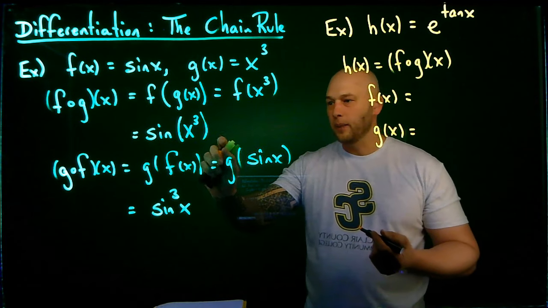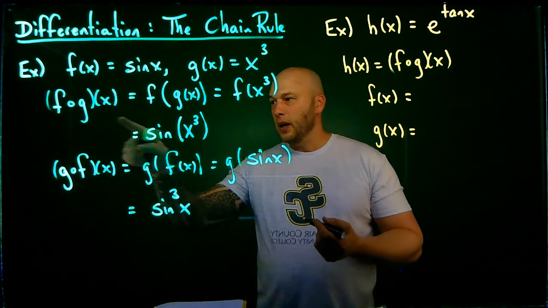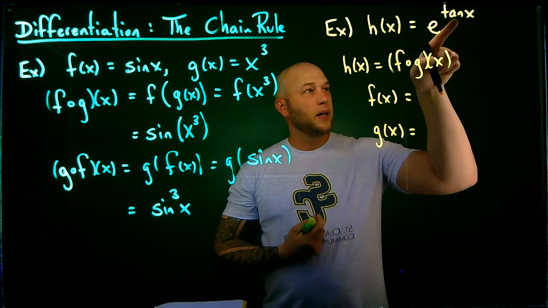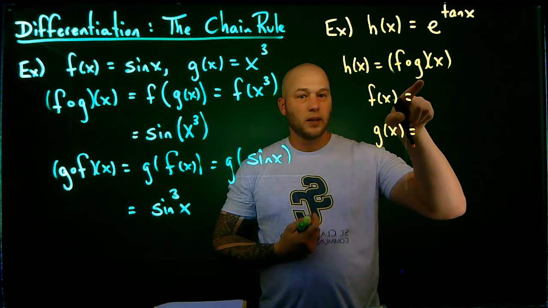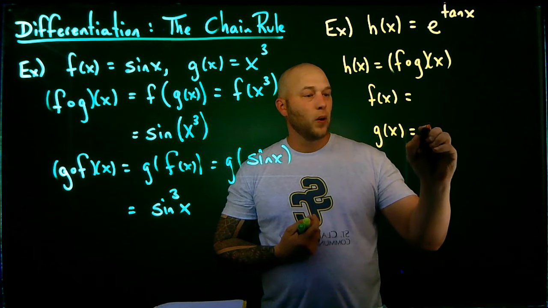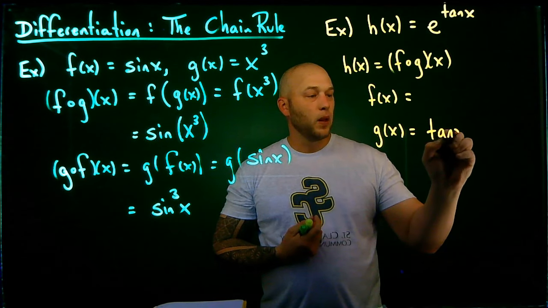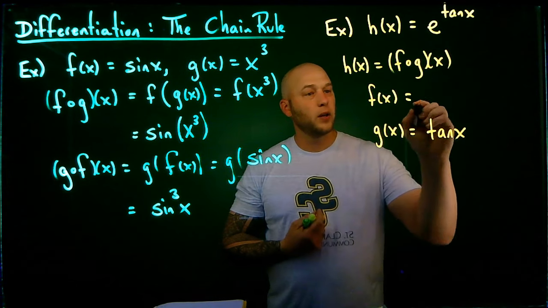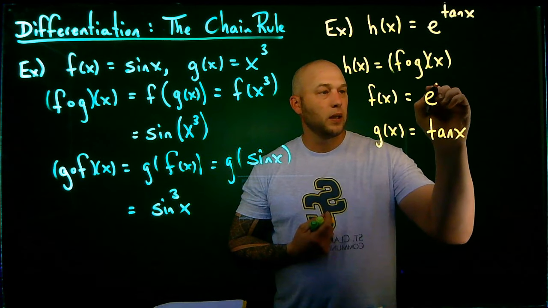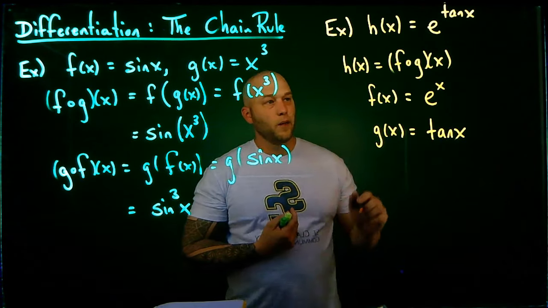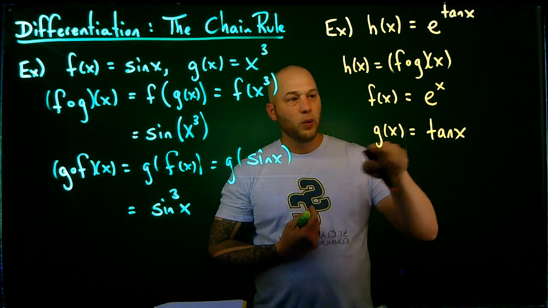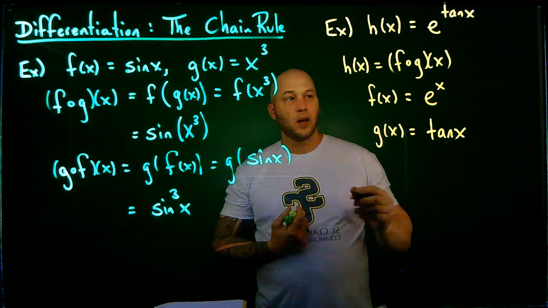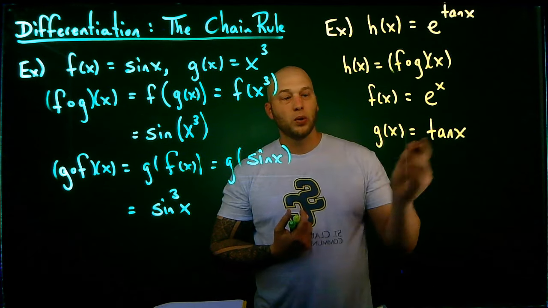What did I plug in? Well, over here I plugged in x cubed, and that was the function on the right. If I look over here at this example, I plugged in tangent, and g is the function that's on the right-hand side. Therefore, this would be tangent. And what did I plug it into? Well, I plugged it into the natural exponential function, meaning f of x would be e to the x. Therefore, when I take the composition f composed with g, I get e to the tangent. Okay, so I recognize what it was composed of.